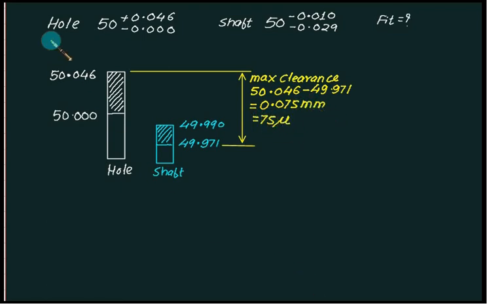And if we select the minimum size of hole and the maximum size of shaft, you can find the minimum clearance. So minimum clearance is 50 minus 49.990, that equals 0.01 mm. So minimum clearance is called allowance.